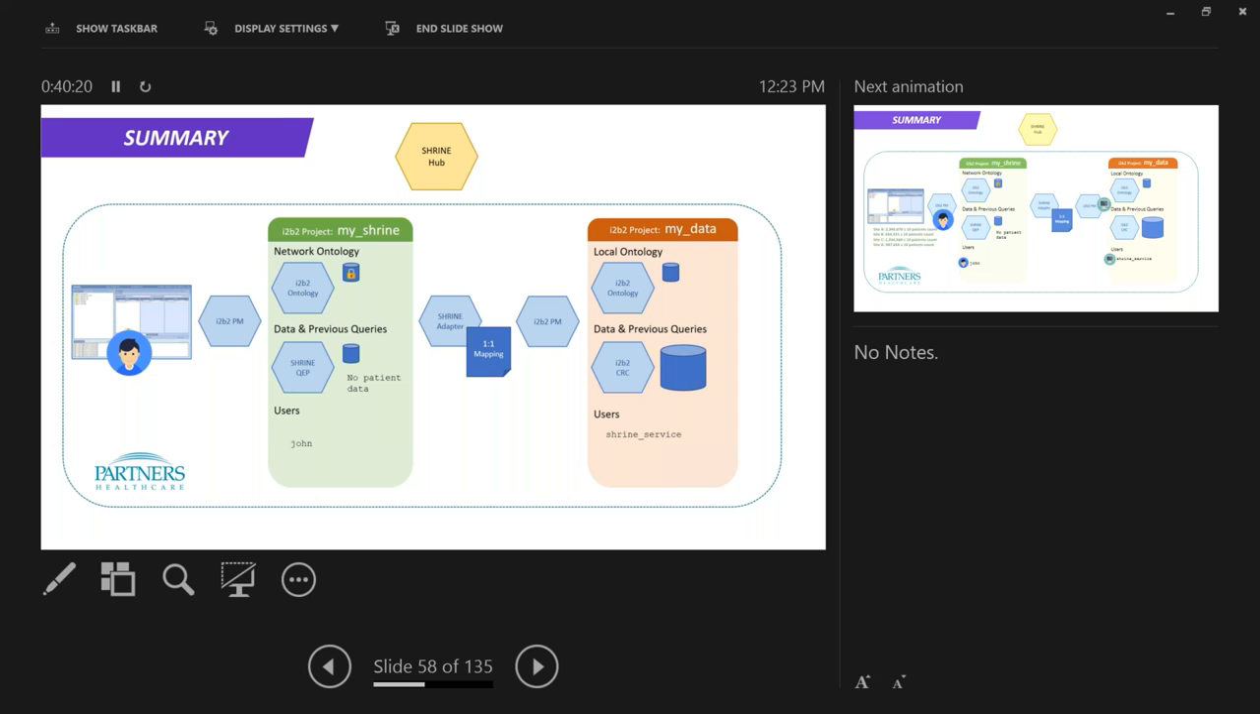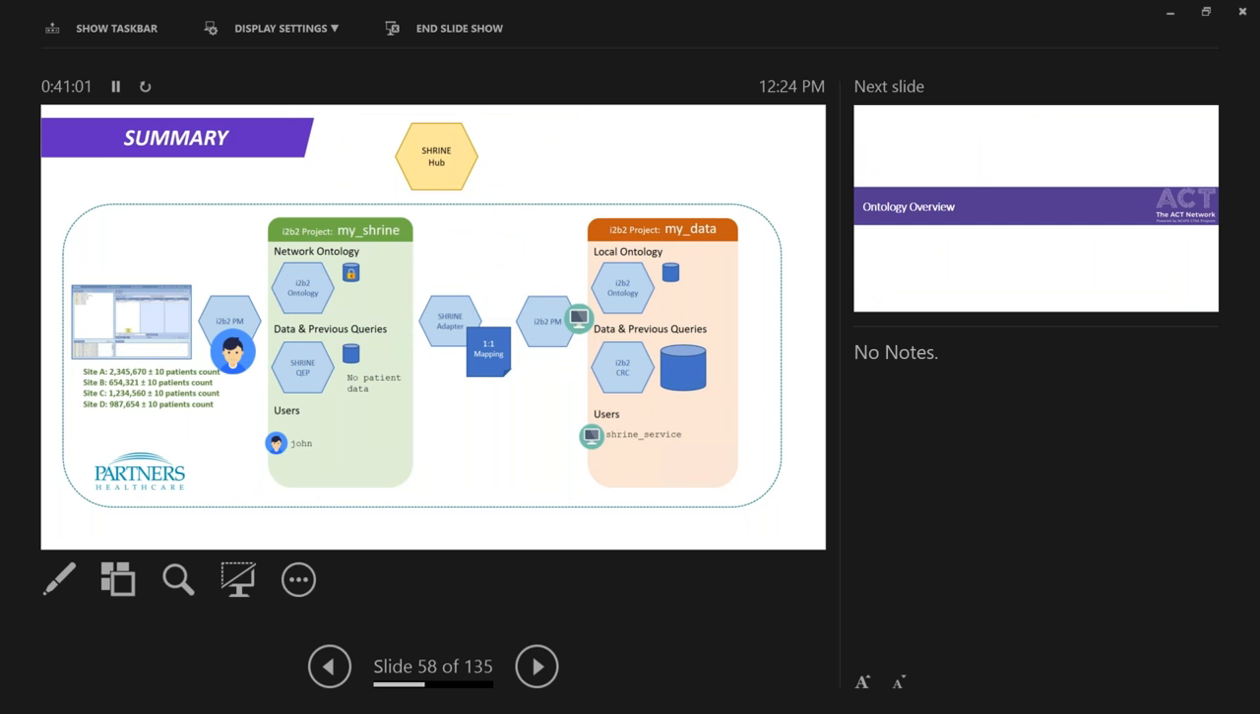So in summary, just putting everything together, this is essentially what it looks like typically at a site. This is at Partners, and your setup looks something like this. And then there's this long animation where the user logs in here, formulates this query, runs it, and it gets submitted to the Shrine Hub. The Shrine Hub broadcasts it to all the different sites. It's received at the Shrine adapter at your local site. The Shrine service account logs in and runs that query on behalf of the investigator in real time, sending aggregate counts to the Shrine Hub. And the Shrine Hub returns all of the counts in real time back to the investigator.